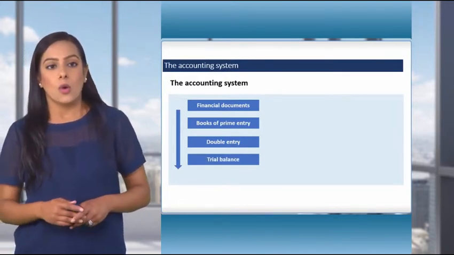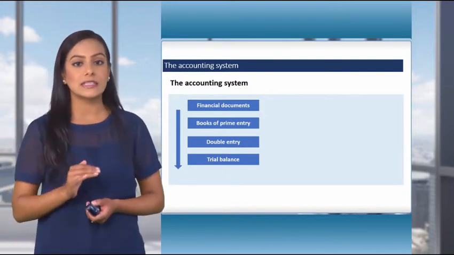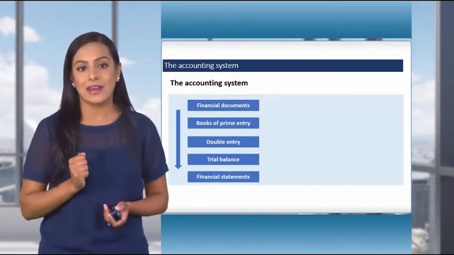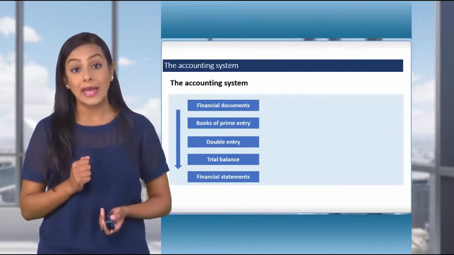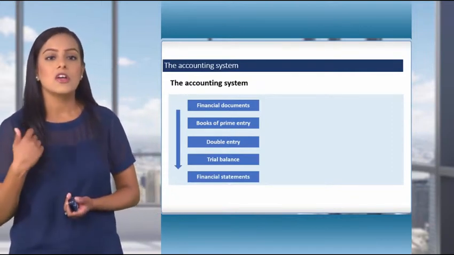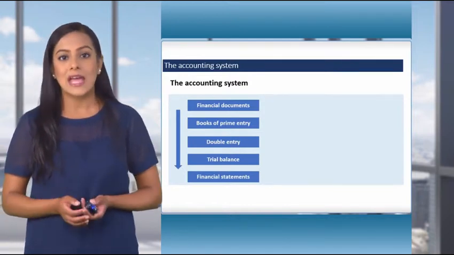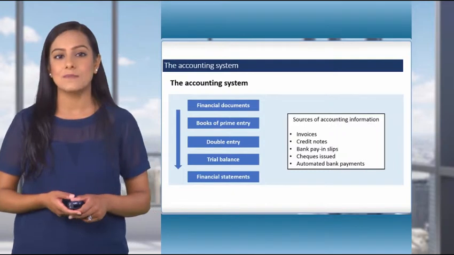From the T accounts, we extract the trial balance to see if the debits and credits are equal. And then from the trial balance, we prepare financial statements using the figures in the trial balance. So that's just a brief summary discussion of the accounting system. Now let's talk about it in detail.